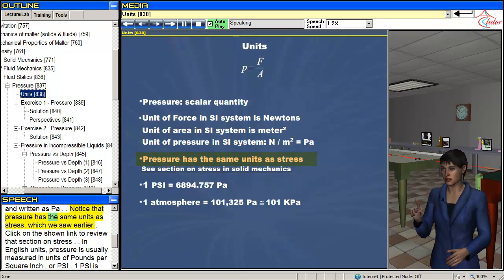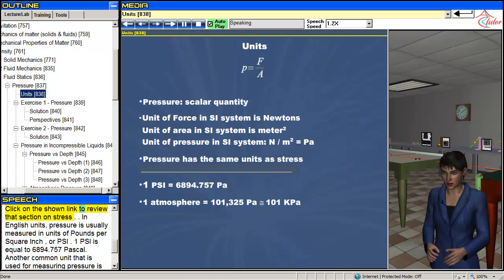Notice that pressure has the same units as stress, which we saw earlier. Click on the shown link to review that section on stress.